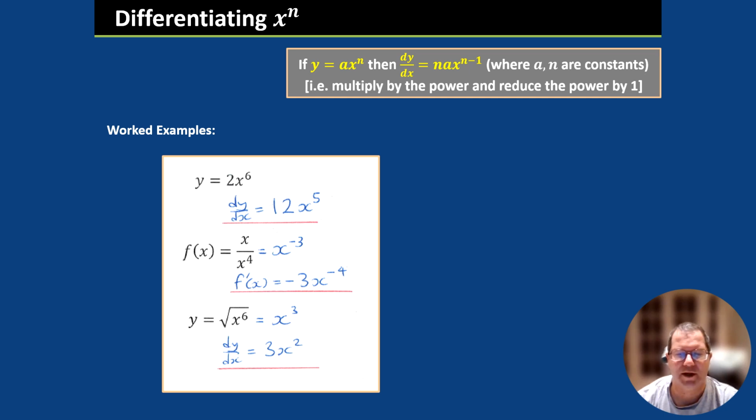And then finally, y equals the square root of x to the 6. Now, when you square root a term with indices, you're actually halving the indices, because x cubed times x cubed is x to the 6. So y equals the square root of x to the 6 is simply x cubed, and when you differentiate that, we times by 3, take away 1 from the power, and we get 3x squared.